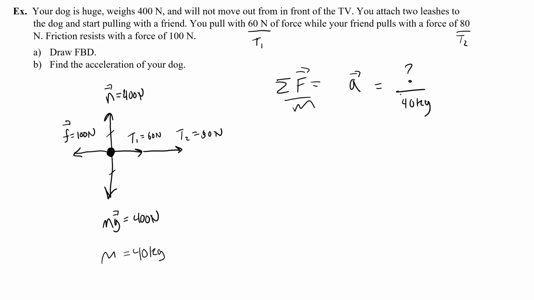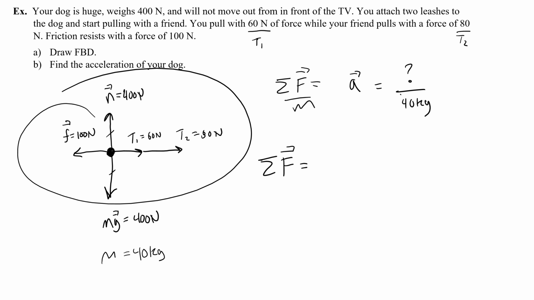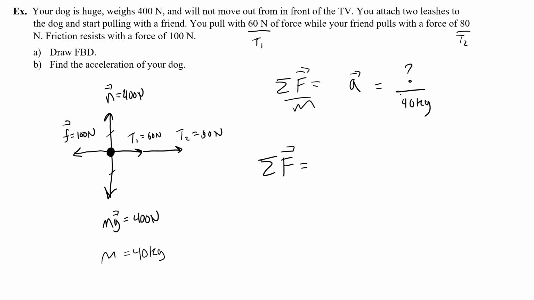How do we find the net force? Well, the second net force equation is not m times a, but instead we get it from our free body diagram. The normal force and the weight balance out, so they don't contribute, but here I have T1 and T2 to the right, so I'd write T1 plus T2. And then friction is left, so minus friction.